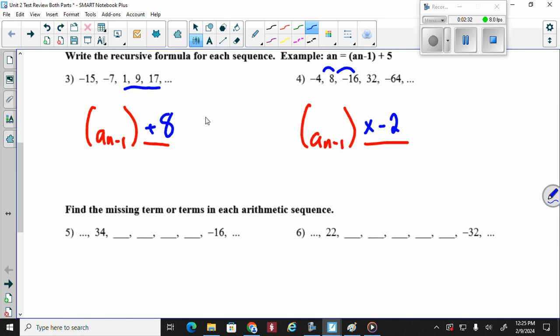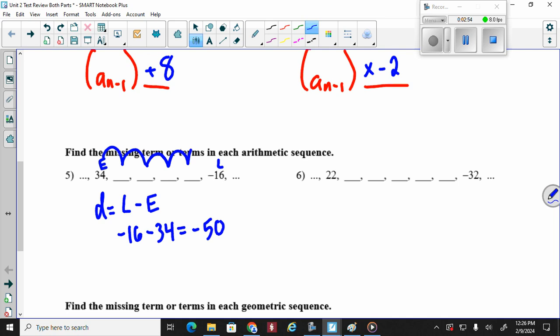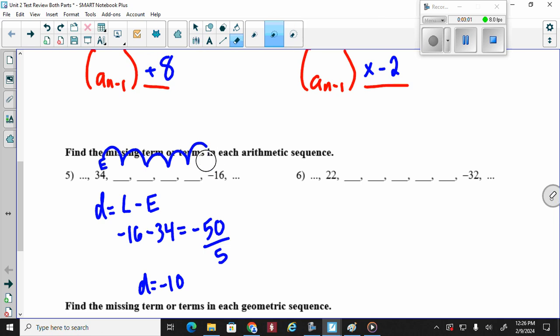All right. Find the missing terms of the arithmetic sequence. Remember that you've got to find your common difference, and that is taking your later term and subtracting your earlier term. So this is my later term, this is my earlier term. So negative 16 minus 34, which gives me negative 50, I believe. And then you divide by the number of jumps. So 1, 2, 3, 4, 5. So I'm dividing by 5, and that means my common difference is negative 10. So I'm going to be subtracting 10 every single time.